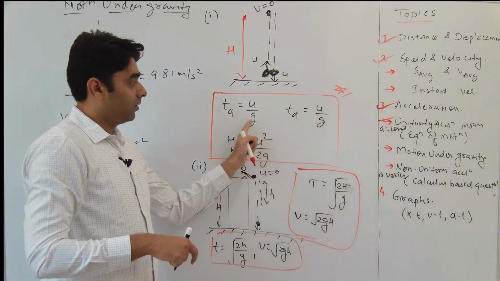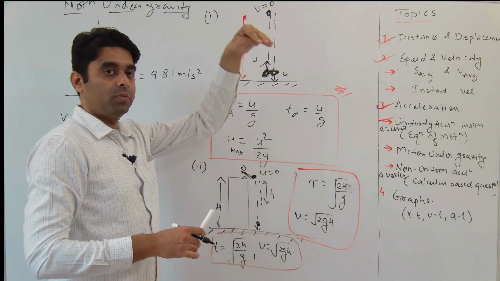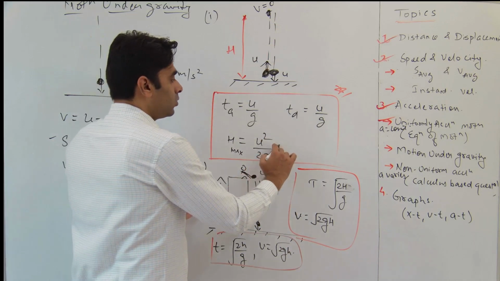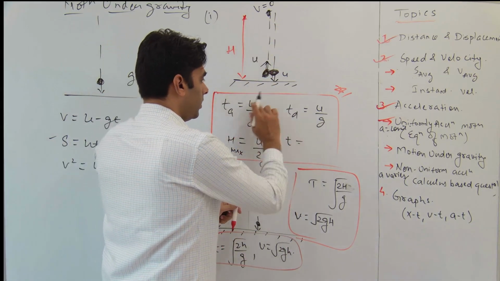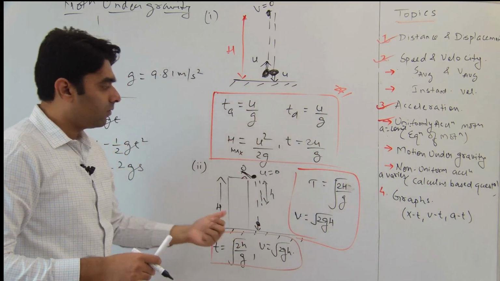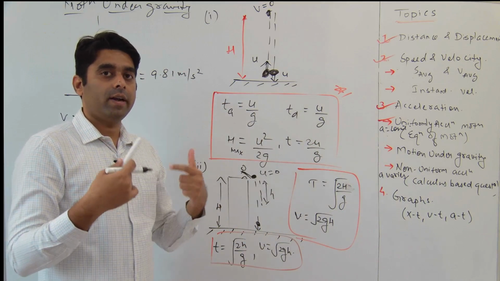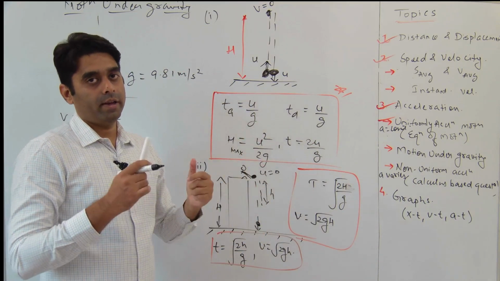Time of flight. For the previous case that we have discussed, time of ascent is u by g, time of descent is u by g. So time of flight, that is total time for the journey, will be 2u by g. These are two of the very standard cases that you will come across in motion under gravity. If we keep these results in mind, they are very helpful.